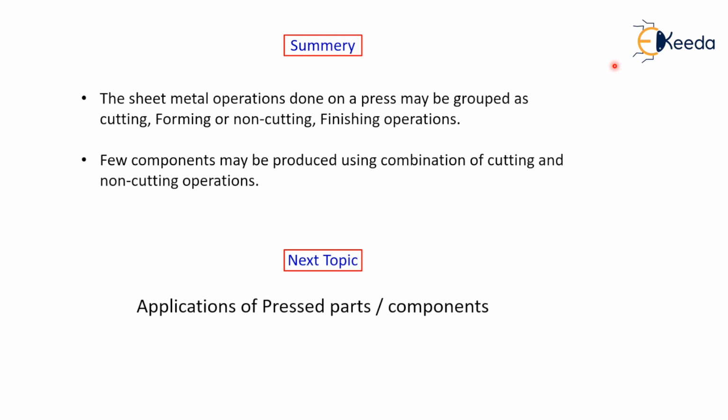In summary, we can see that the sheet metal operations done on a press may be grouped as cutting, forming, non-cutting, and finishing operations. A few components can be produced by using the combination of cutting and non-cutting operations as well. In this session, we have learned about the different common press working operations that are used to manufacture components from sheet metal.